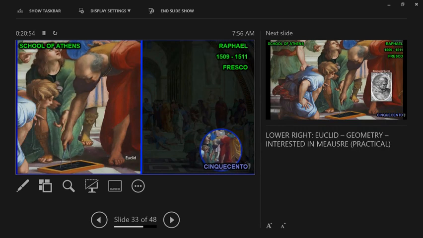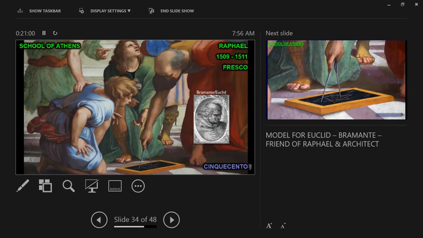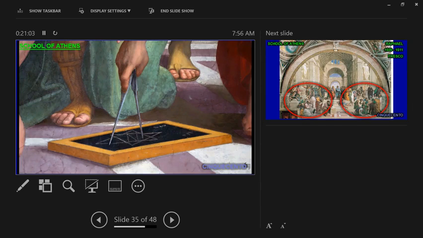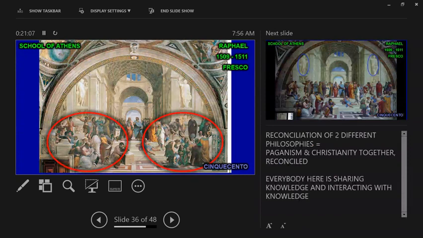In the lower right, we have Euclid, who is working with geometry. And you can see that if you zoom in, he's working on a geometric form right there. Anyways, this shows two different philosophies in one painting. And it shows that they are reconciling. So they're all sharing knowledge together.